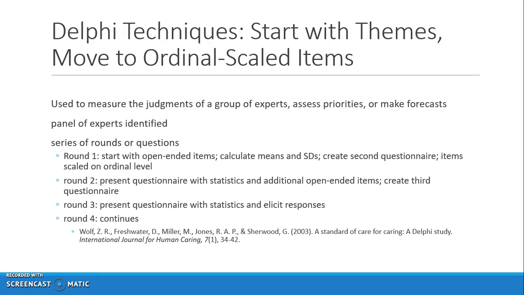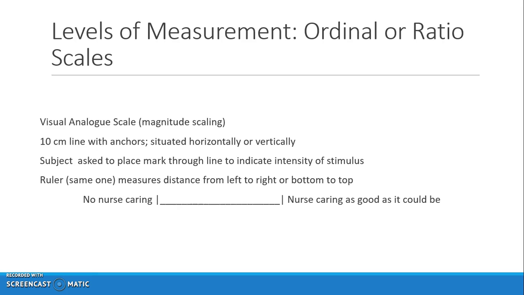And a lot of times the rounds start qualitatively or open-ended items. Sometimes they use closed-ended as well. And then they calculate the means from the first item along with the standard deviations, feed them back into the next round with hopefully the same participants, and then they go forward. And there's an example from the caring literature of one such study.